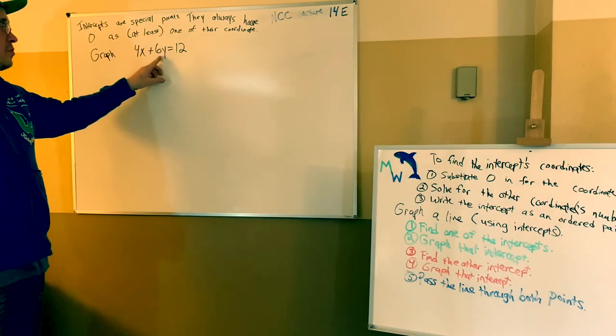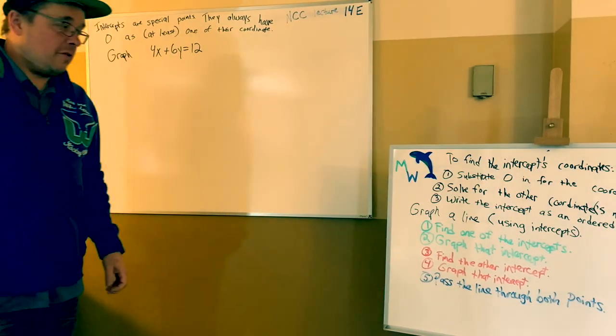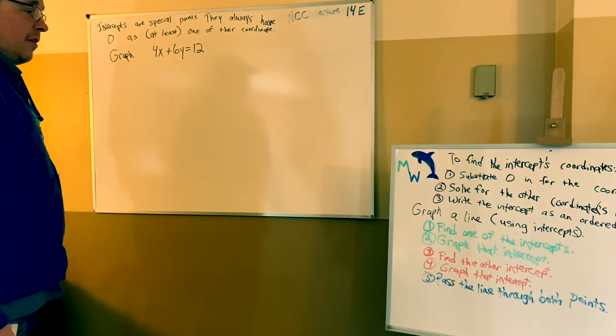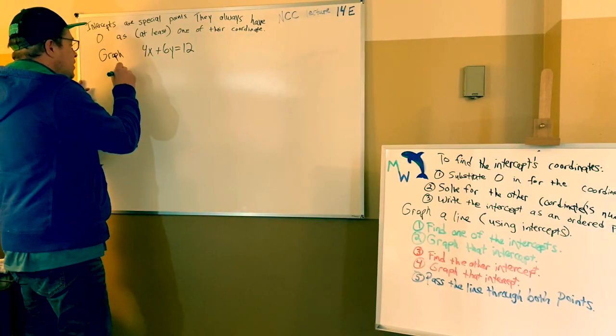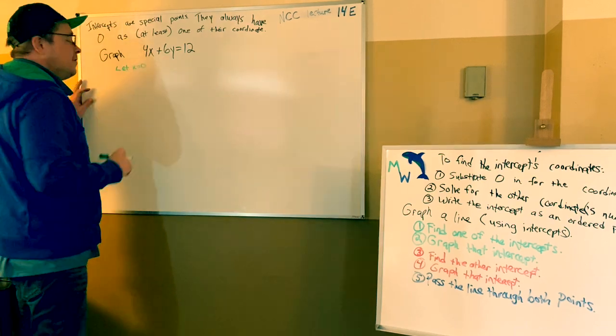I see it has x, I see it has y, I see it has a number that's not 0. That means this will allow me to graph with intercepts. So I'm going to go ahead and do that. First, I'm going to let x equal 0. That's a choice of mine. Alphabetically, it comes to x first.